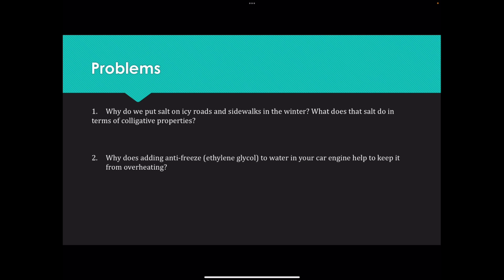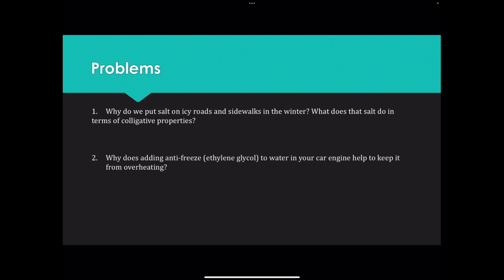So thinking about colligative properties, we actually encounter colligative properties in our daily lives. One example is the fact that we put salt on icy roads and sidewalks in the winter. So we're being asked here in problem 1, what does that salt do in terms of colligative properties? If I have ice on my sidewalk, that water would be a solvent. If I add salt to it, we're going to start to get a mixture. We're going to get a solution forming.